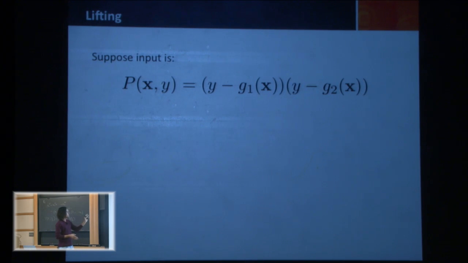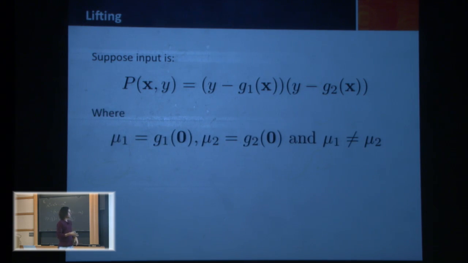Now, suppose that our input P(x, y) is equal to (y minus g1(x)) times (y minus g2(x)). So it factors completely into roots. That's really nice. And it's also monic, right? So we have these two very nice things: it factors into linear factors, and it's monic. And suppose, furthermore, that the restrictions of g1 and g2 to 0 are different, so mu1 is different than mu2. As long as the polynomials are different, we can get that if we have black box access to PIT. So let's assume that this is happening.